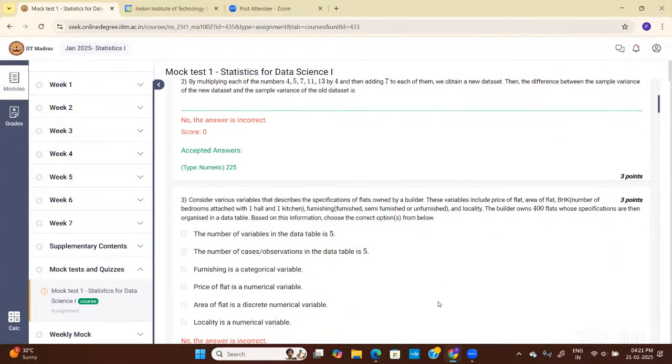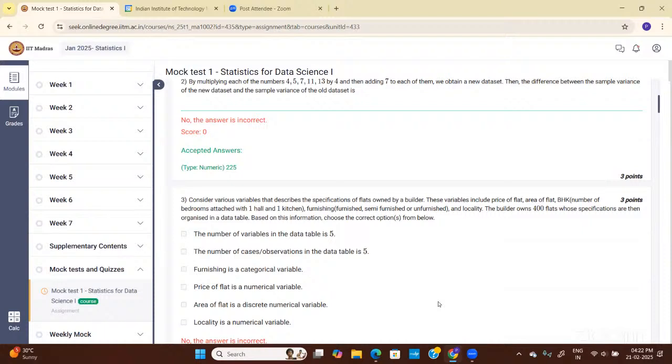The next question is: consider various variables that describe the specification of flats owned by a builder. These variables include price of flat, area of flat, BHK, which means the number of bedrooms attached with one hall and one kitchen, furnishing, which has three categories: furnished, semi-furnished, or unfurnished, and locality. The builder owns 400 flats whose specifications are organized in a data table. Based on this information, choose the correct option.